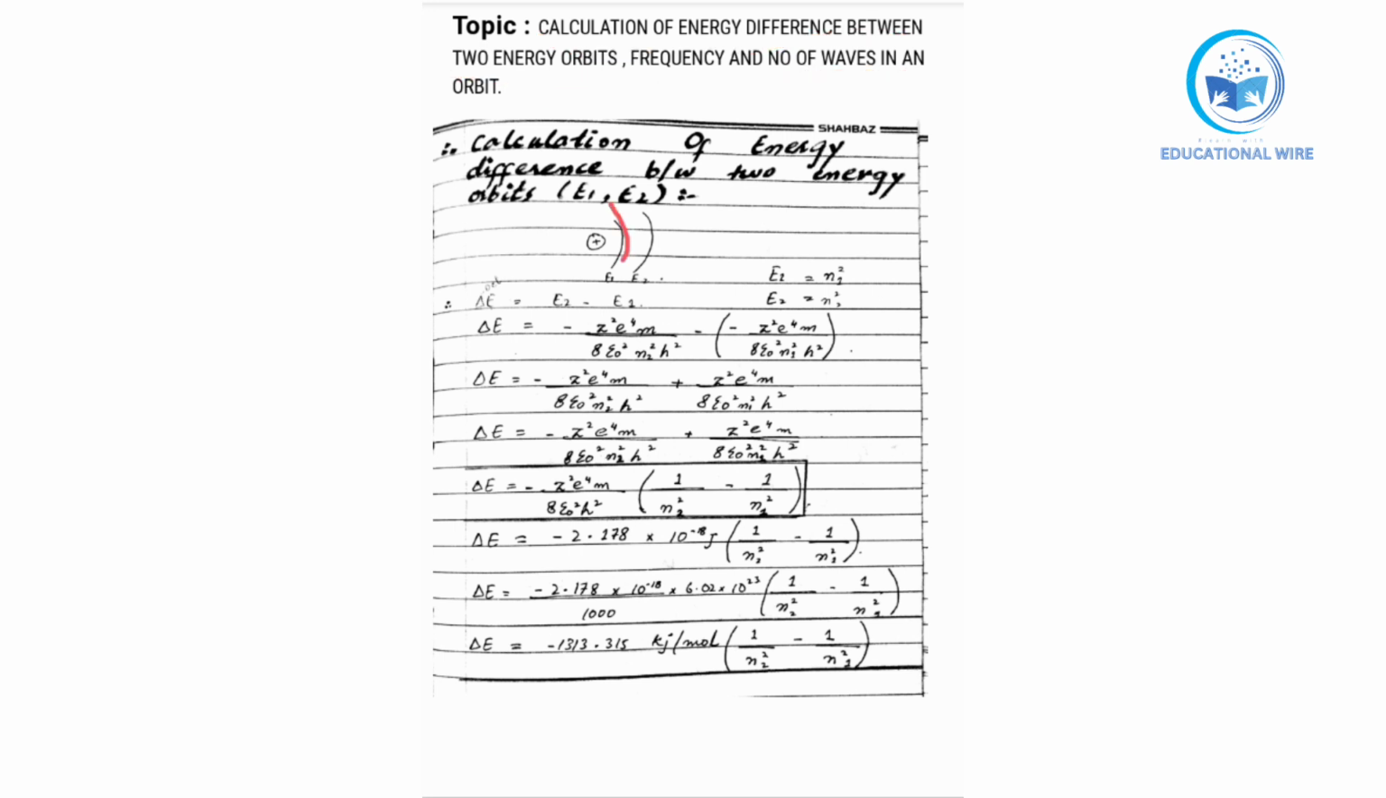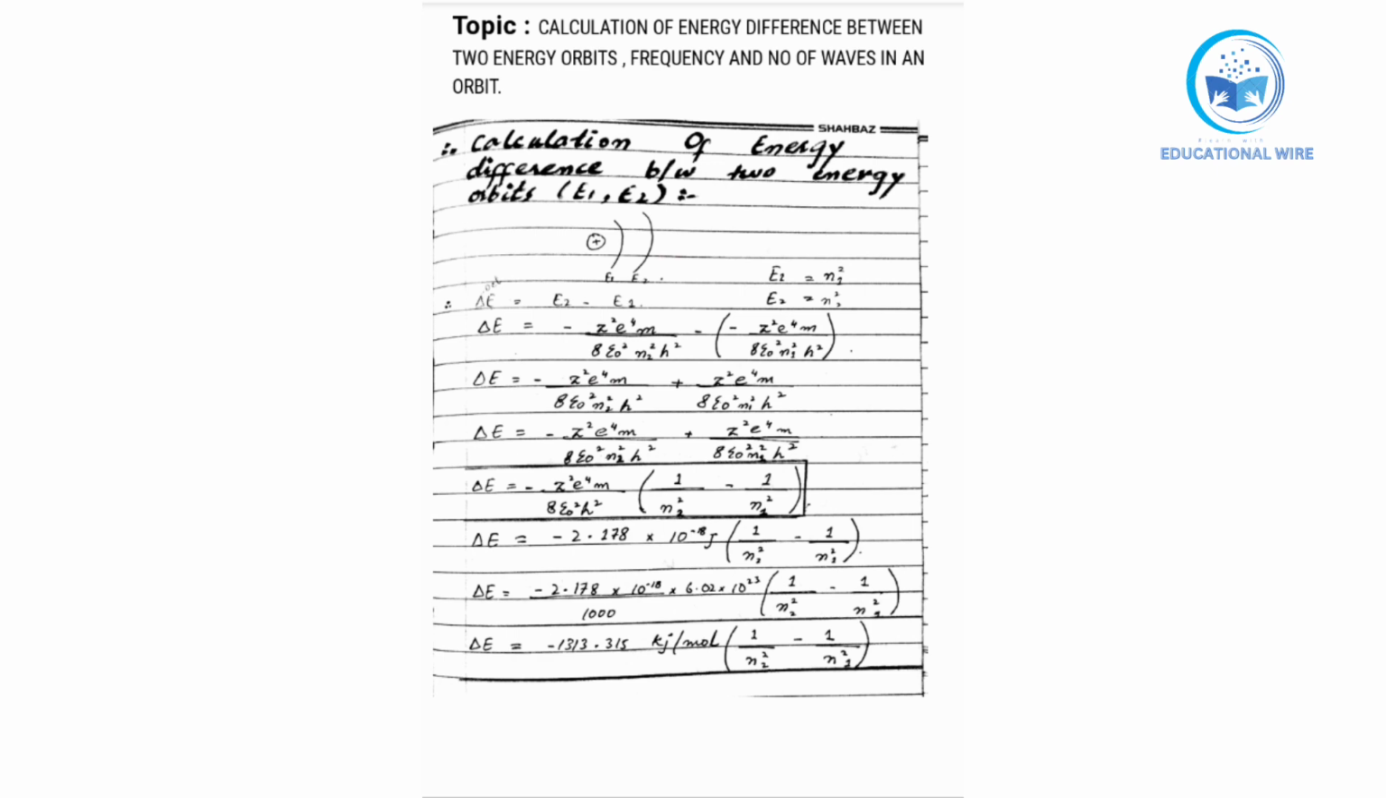Here we have energy 1 and energy 2 in two orbits. Energy 1 is equal to n1 squared and energy 2 is equal to n2 squared. Now how n1 and n2? Here n is the number of orbits, the first orbit and the second orbit. So that's why it's n1 and n2. Okay, let's move further now.